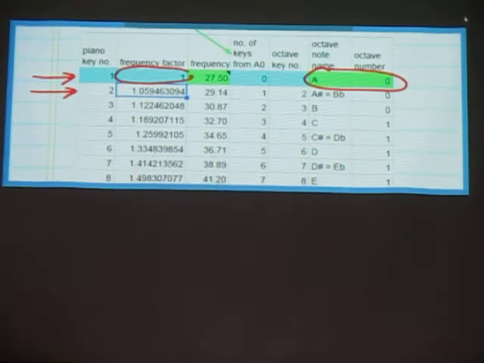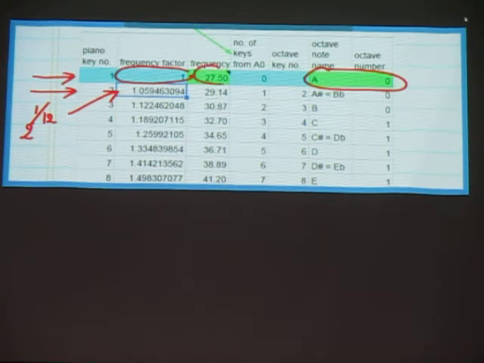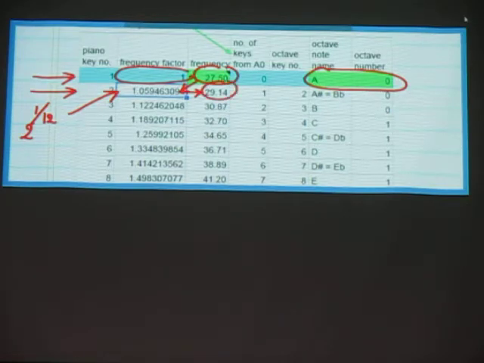Okay? So this number here is 2 to the power 1 over 12. That is the frequency factor. When you take 27.5 and multiply it with this frequency factor, you obtain this one, 29.1. That's the frequency for the A sharp note.